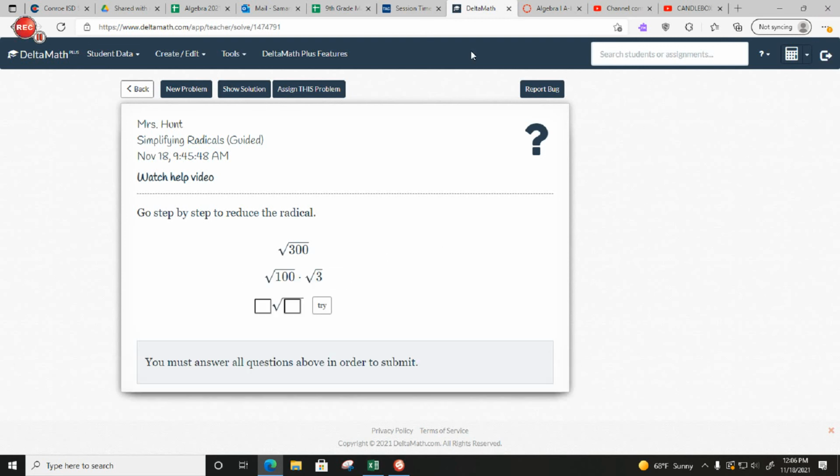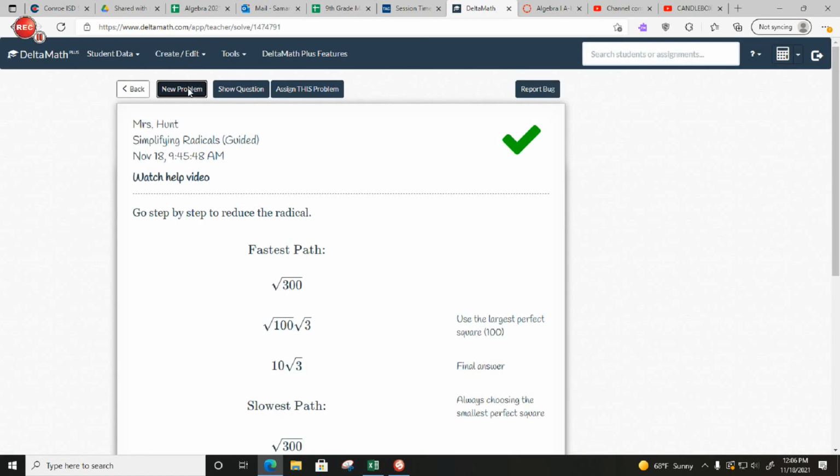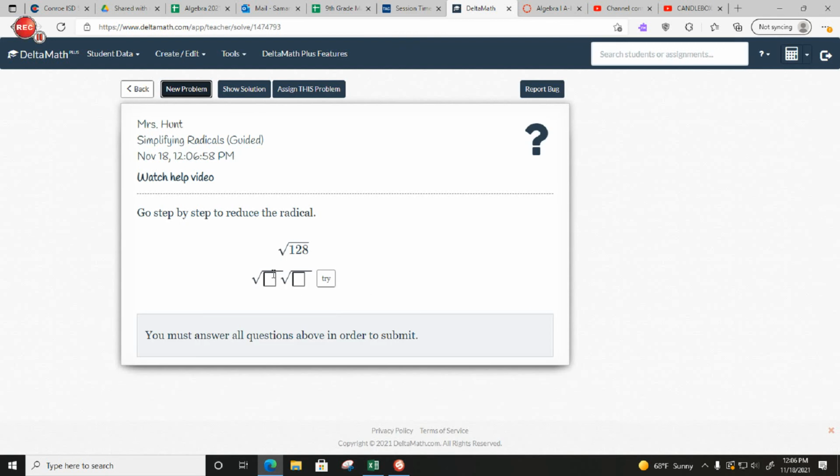Now we need to go one step further. What is the square root of 100? 10. 10, should that go under the radical or outside the radical? Outside, because when you take the square root, if you get a whole number, it leaves the radical. Can 3 leave the radical? No, 3 is not a perfect square. Try. And then it says submit answer. Okay, let's look at another one. Okay, tell me a number that 128 is divisible by that's a perfect square.